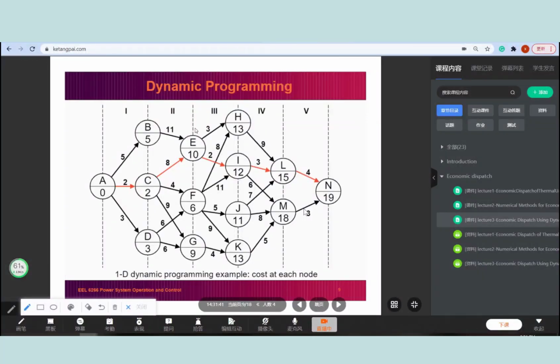So if you are in stage 2 and you want to go to point E, there are 2 possible paths. You can go from B to E or C to E. Yes. So if you go from B to E, the cost will be 5 plus 11, which is 16. If you travel from C to E, the cost will be 2 plus 8.